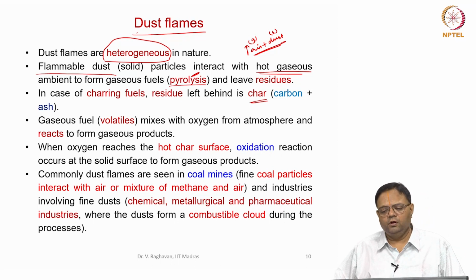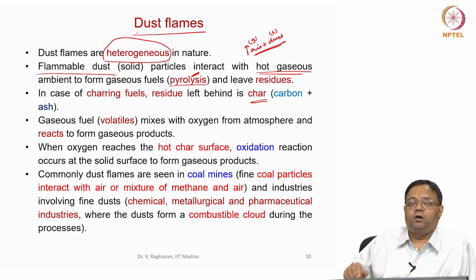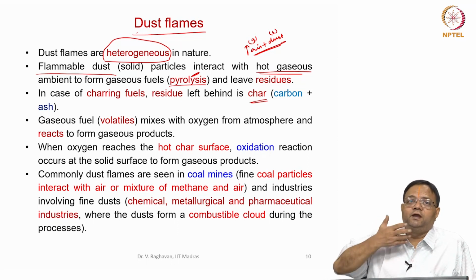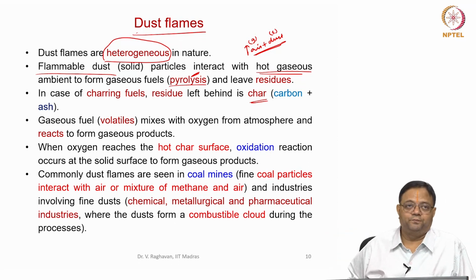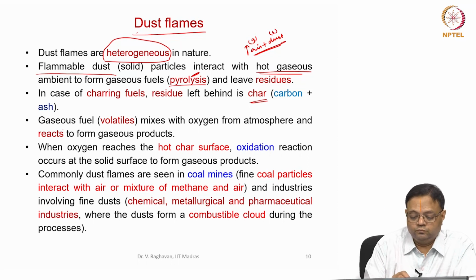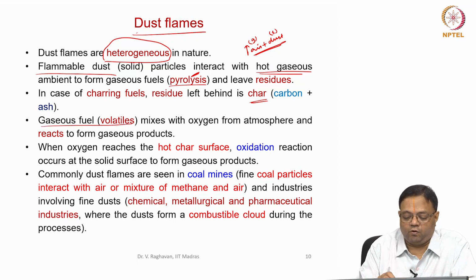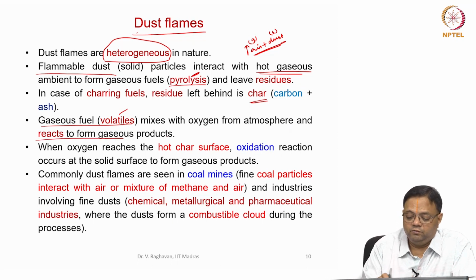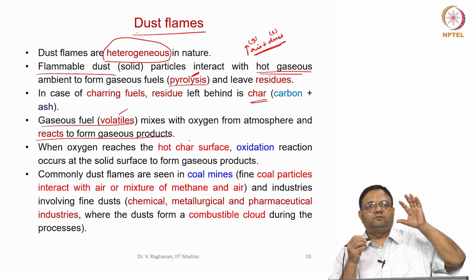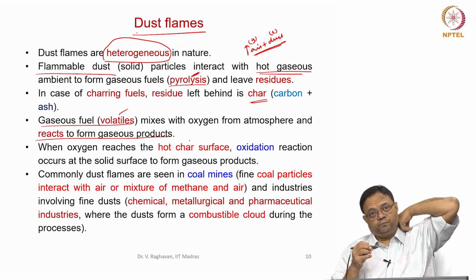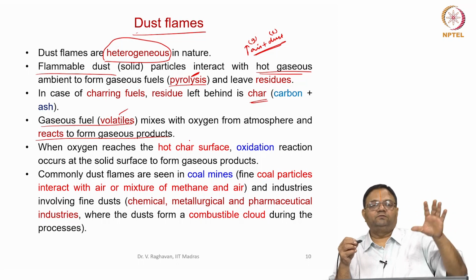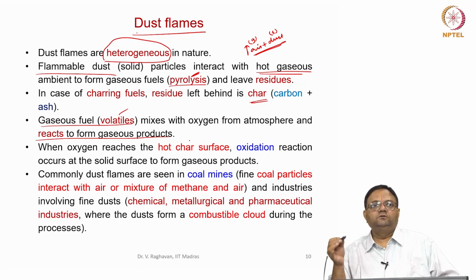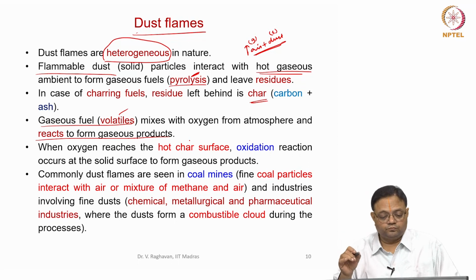Again, more heat transfer is required for char to get heated up if it is a charring fuel, and so on. So whatever you have seen, the solid fuel combustion will hold good, but here the main advantage is the particles are very, very small. That means the rate at which heat and mass transfer occur is very high. The pyrolysis gases or volatiles mix with oxygen from the atmosphere, and gaseous products are formed. So there are homogeneous phase reactions. Homogeneous reactions, gas phase reactions occur. That will lead to more and more heat release.